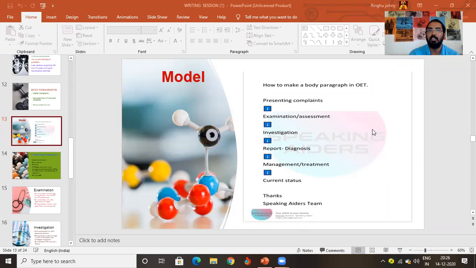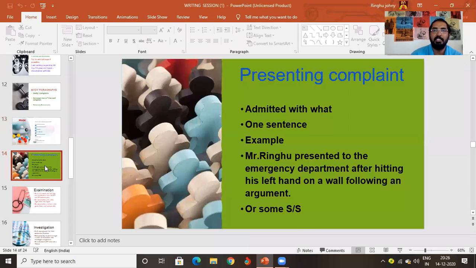Whatever it can be. So again, presenting complaints: presented with some fever, chills or everything. So let's have a look at how it goes. Okay, so presenting symptoms. What's the first sentence? It can be in a body paragraph. Admitted with what? One sentence. Example: Mr. Ingu presented to the emergency department after hitting his left hand on a wall following an argument.